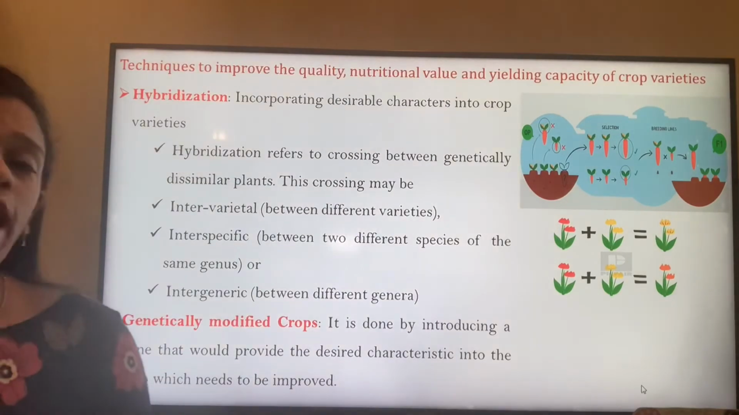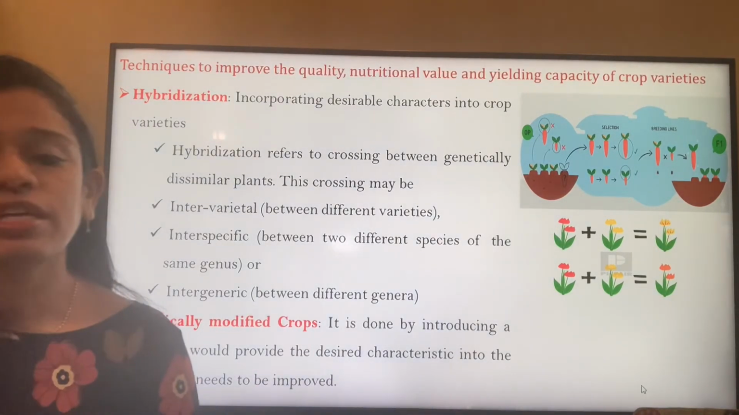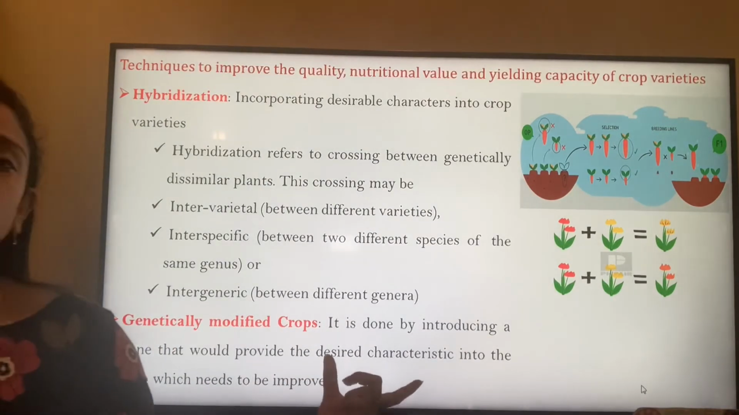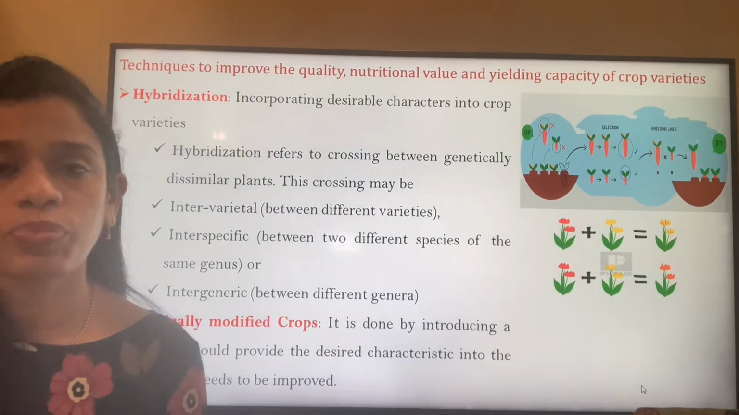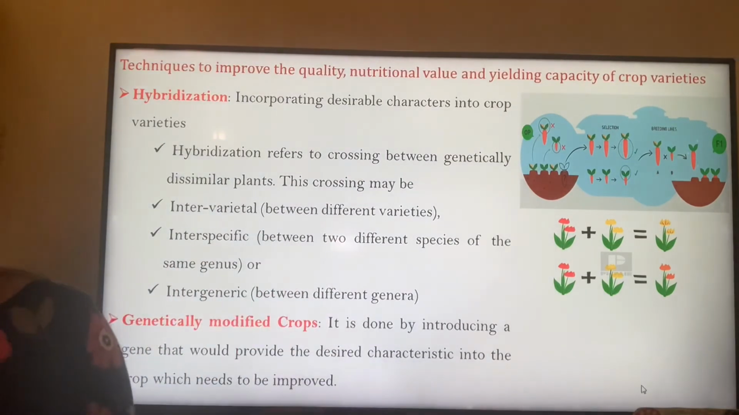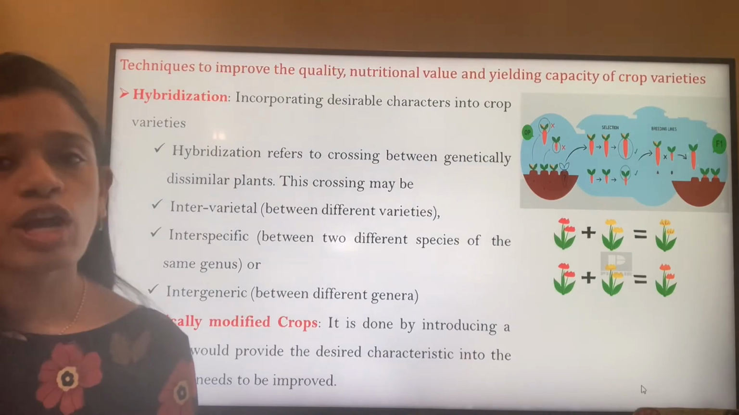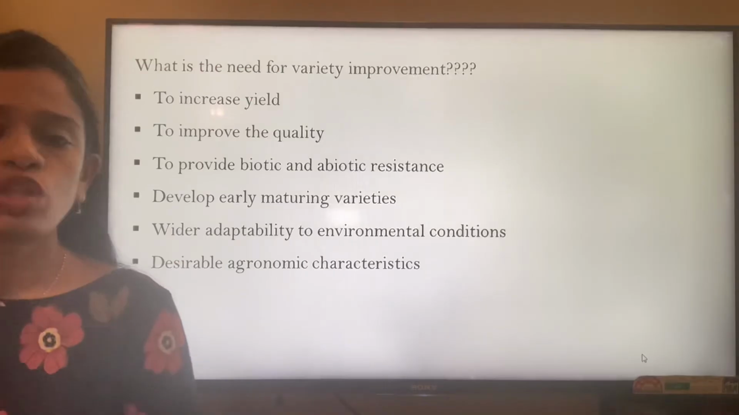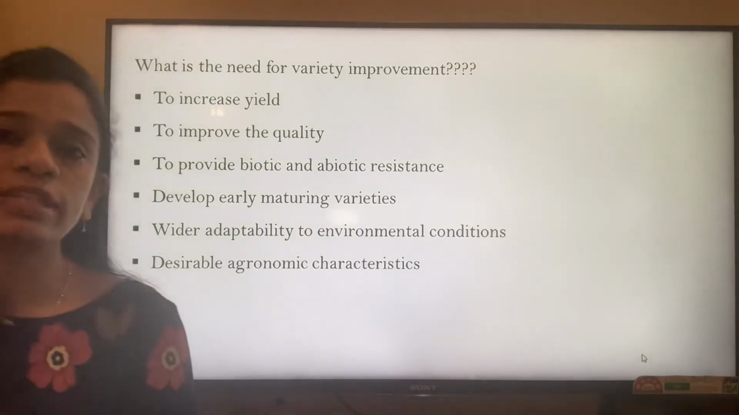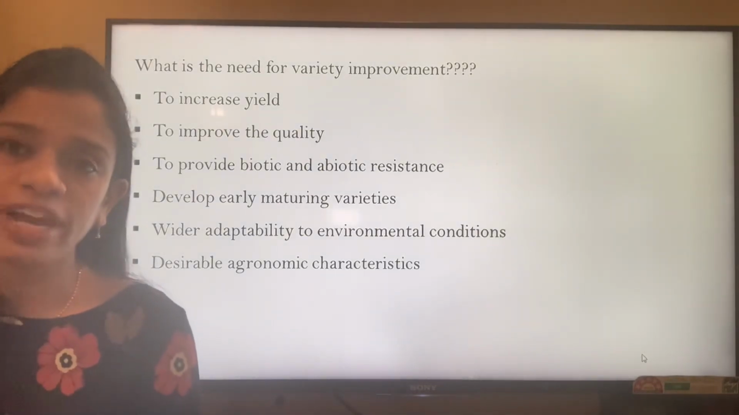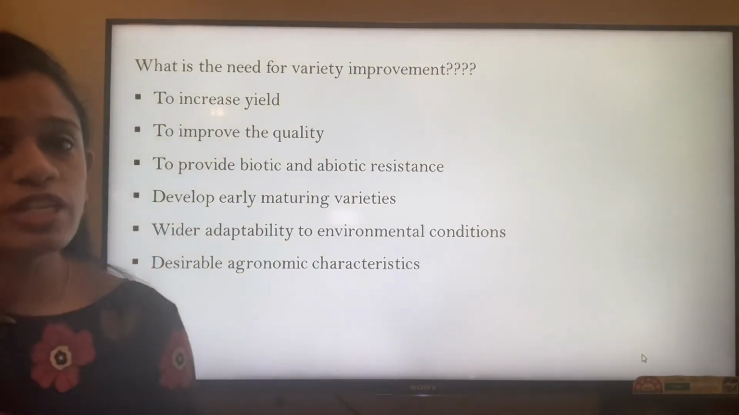So then what can happen is that the crop that comes out has our desired characteristics which we were asking for, along with the improved yield. So these are the two main techniques with which we can bring about high yield in crops. Now, what is the need for variety improvement? We have also talked about the need to improve the varieties.